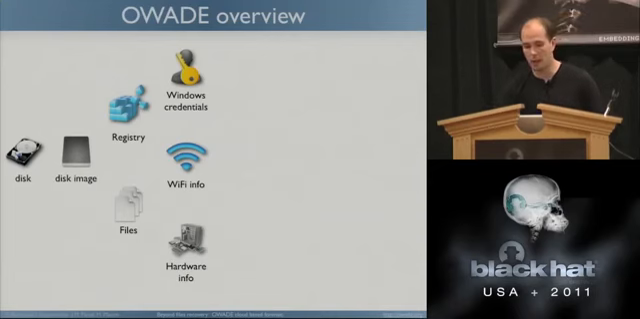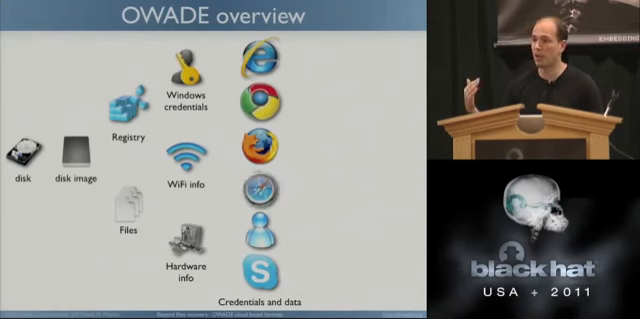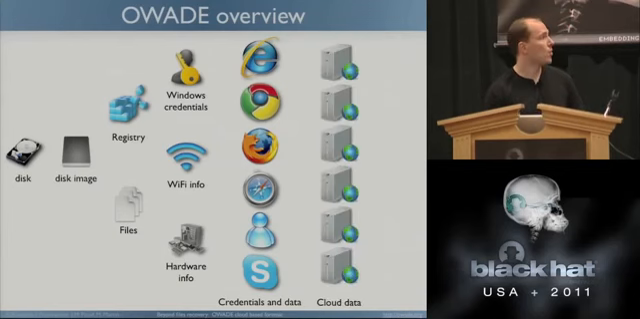When we have that, we move to another upper layer, which is the application layer, where we're going to recover Internet Explorer, Chrome, Firefox, Safari, instant messaging, and Skype credentials. And we're going to walk you through all the process to do that. And when you have that, we also have some probes to go to online services and extract the data with the credential we have. That's what OWADE is doing.